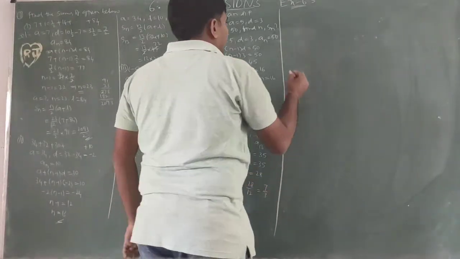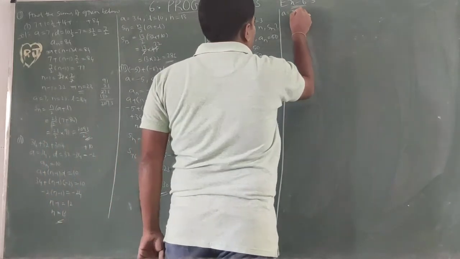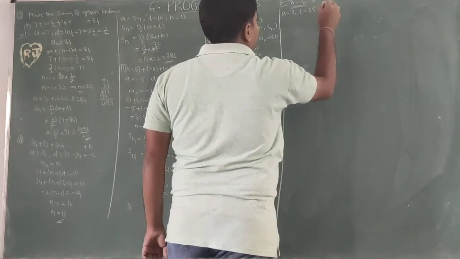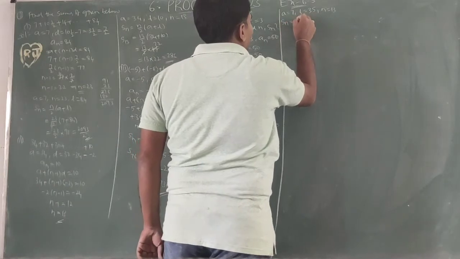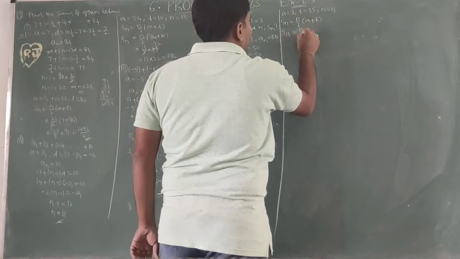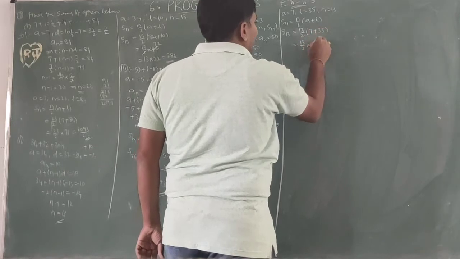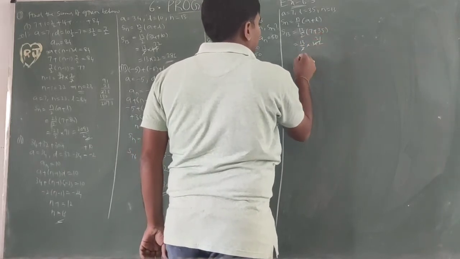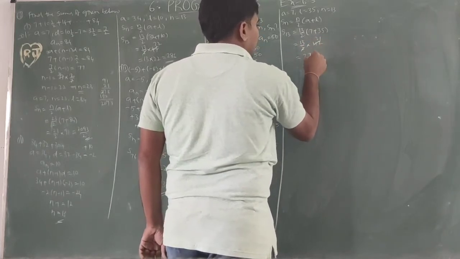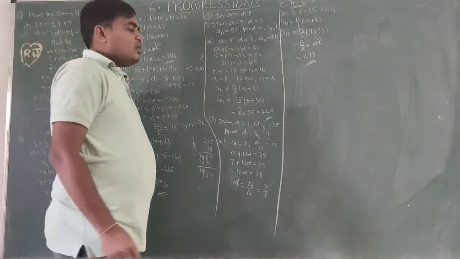Now S13. A equal to first one, A equal to 7. Last term, 13th term, 35. n equal to 13. So formula Sn equal to n by 2 of A plus L. S13 equal to 13 by 2 of 7 plus 35, 42. 2 into 21, so 13 into 21, 273. So total S13 equal to 273. D equal to 7 by 3.